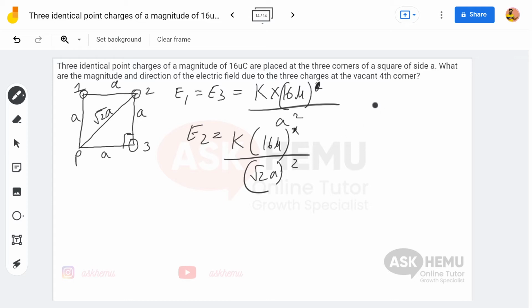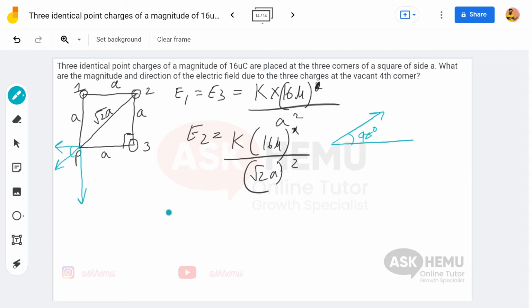Now something interesting has happened. The vectors E1 and E3 are perpendicular to each other, hence they have only either x or y components. Then you have the E2 vector, which is naturally at an angle of 45 degrees, because remember E1 and E3 are equal, so the angle between them is simply 90 degrees. It's vertically opposite because on the opposite side it's just a square. So the angle made by E2 with the x-axis is 45 degrees.